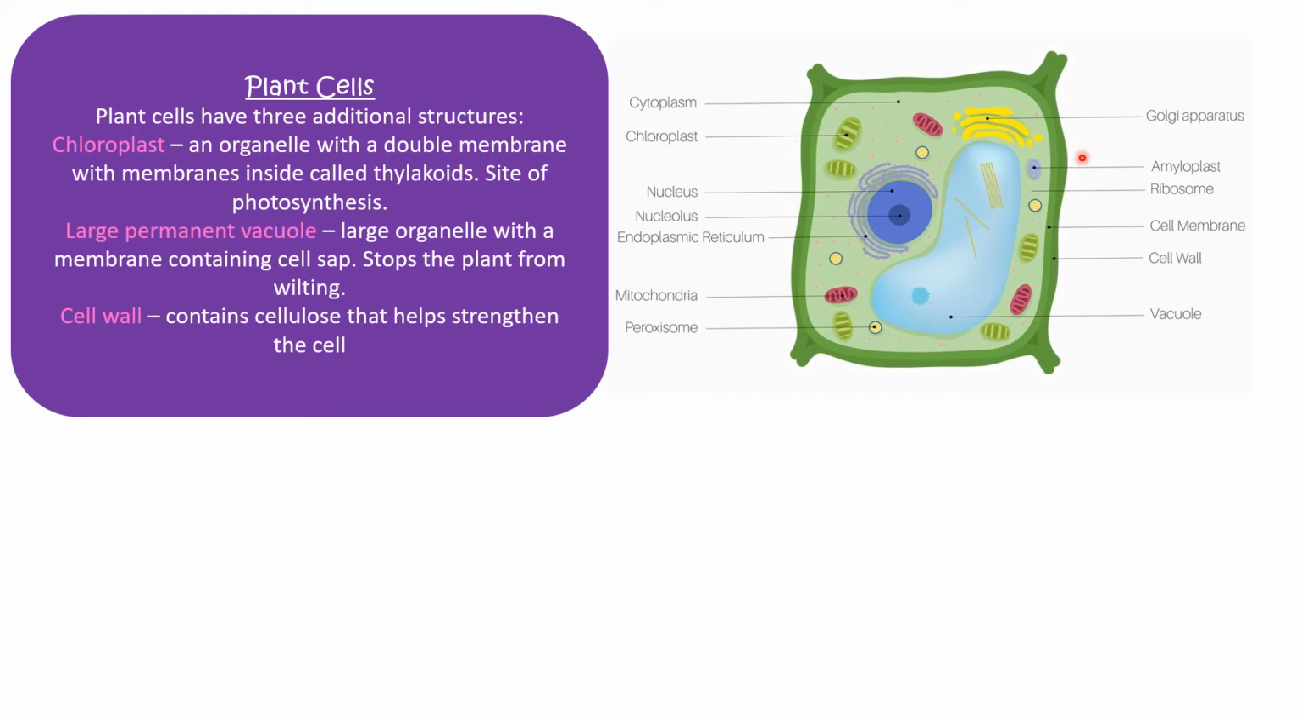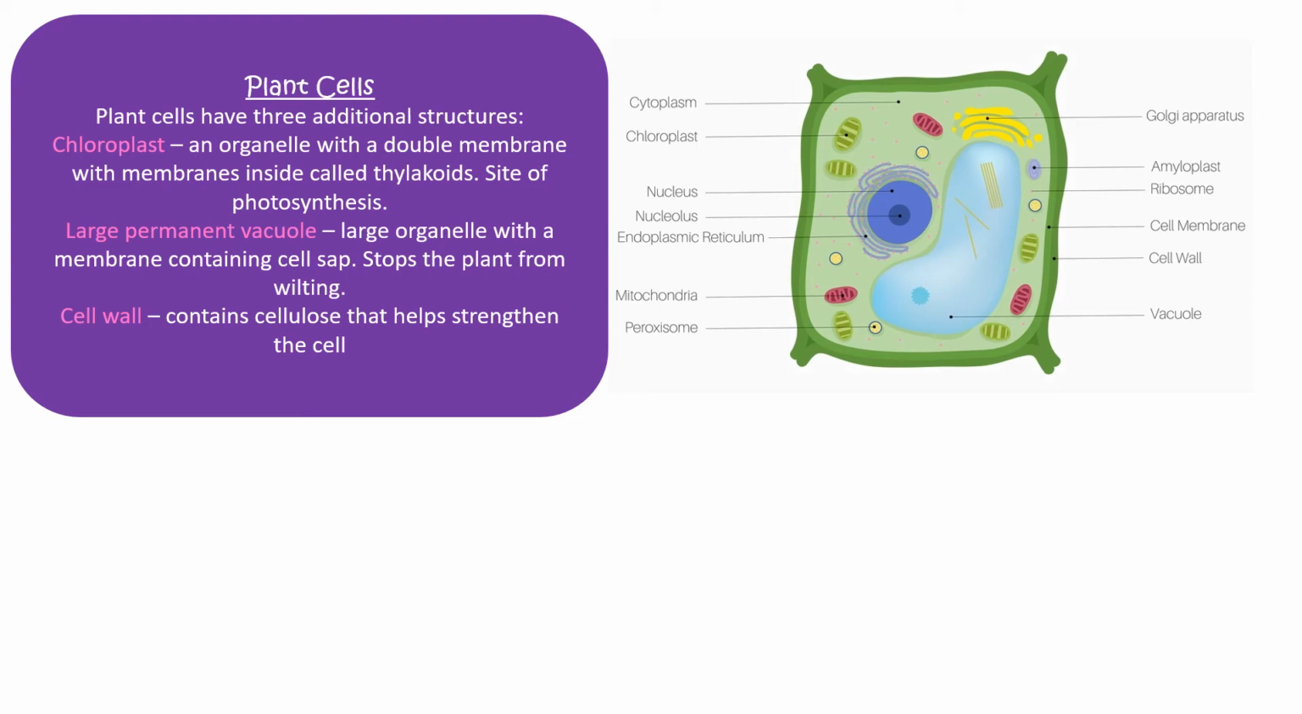And there's also a cell wall. So the outermost layer of the plant cell is the cell wall. The layer just inside, which is shown in a slightly lighter green, is the cell membrane. The cell wall helps to strengthen the cell and also contains cellulose. The cell wall also helps to prevent osmotic lysis.